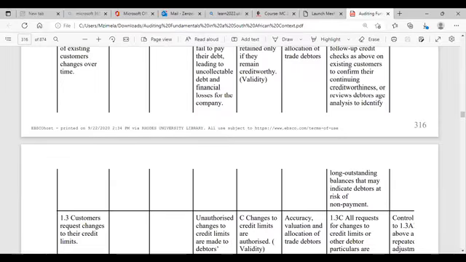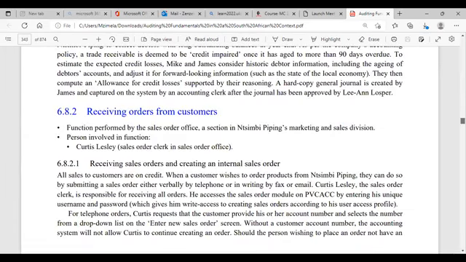Any question pertaining to debtors, not debtors, pertaining to the revenue and receipt side? Okay, I take it there is no question.